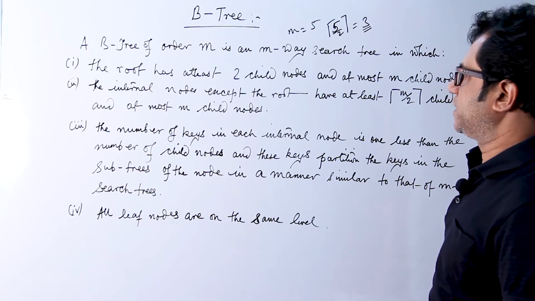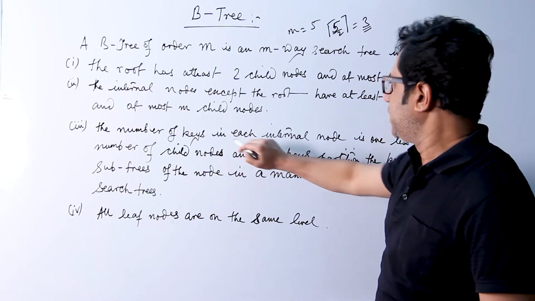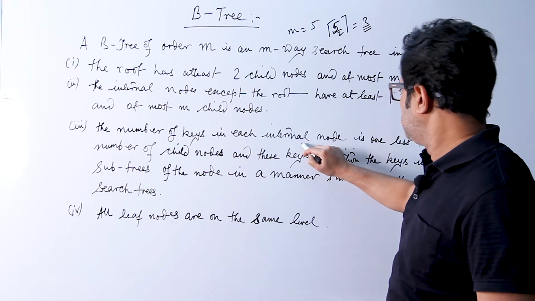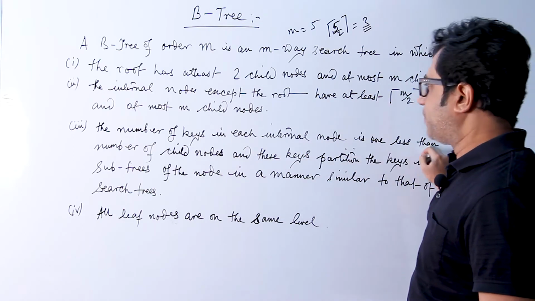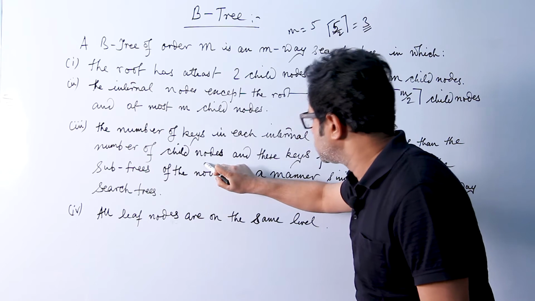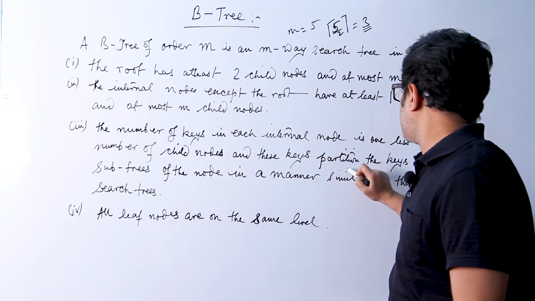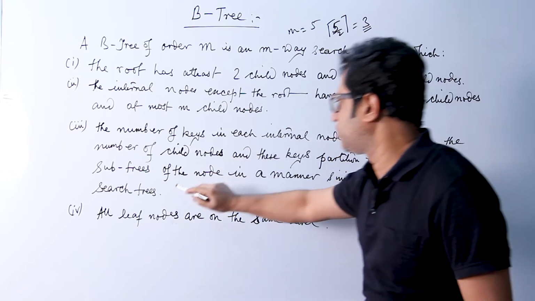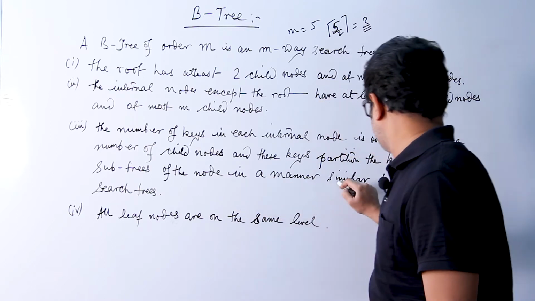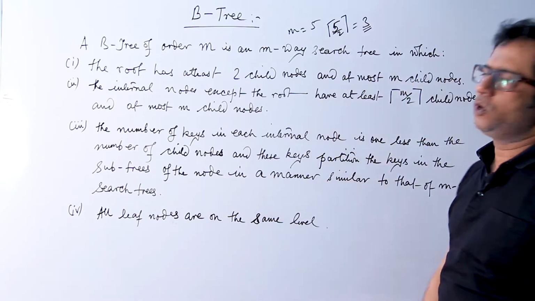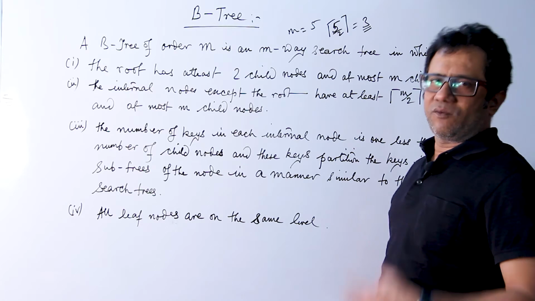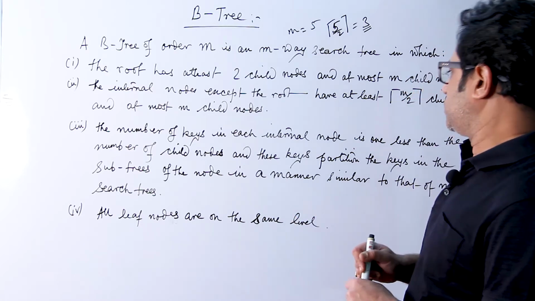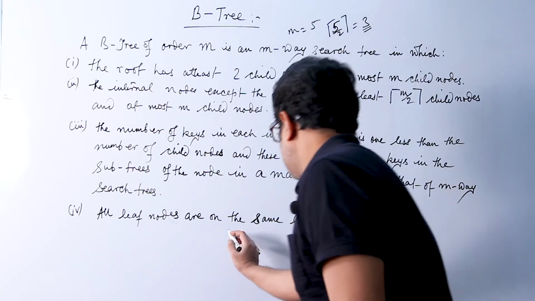Number 3 point says the number of keys in each internal node is 1 less than the number of child nodes, and these keys partition the keys in the subtrees of the node in a manner similar to that of M-way search trees. You are quite familiar with M-way search trees, and in an M-way search tree we have something like this.